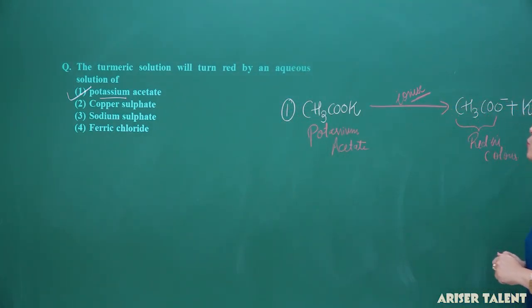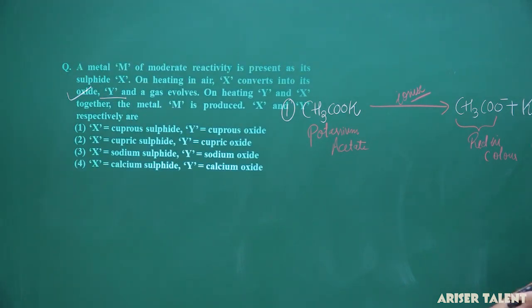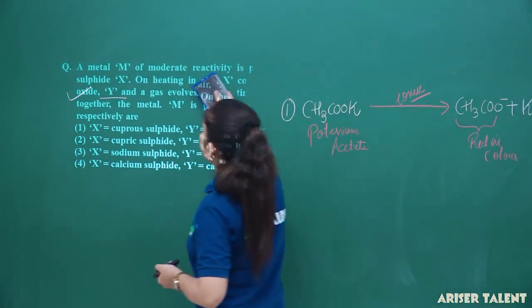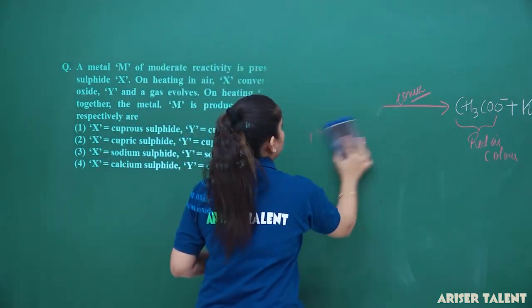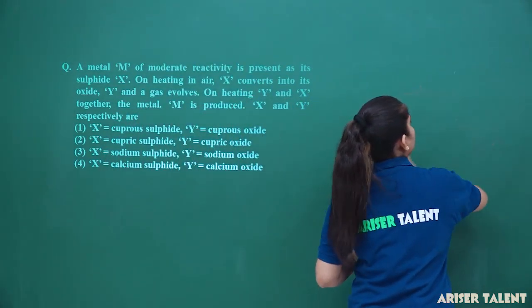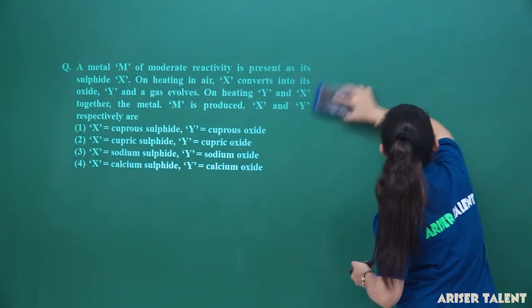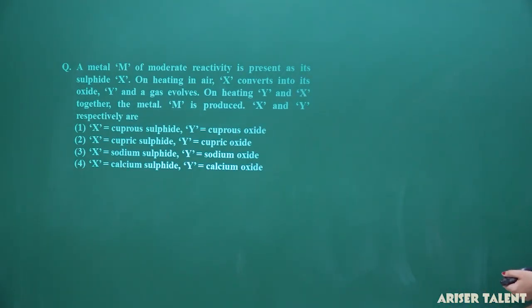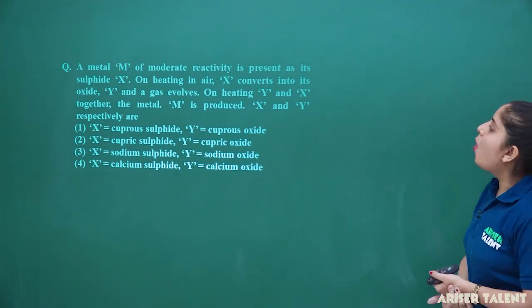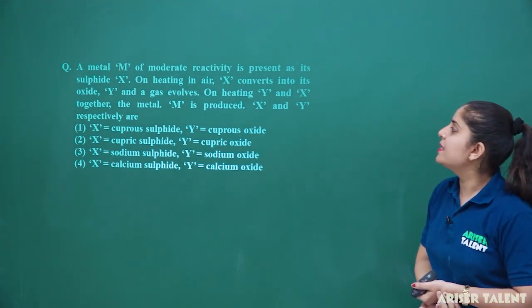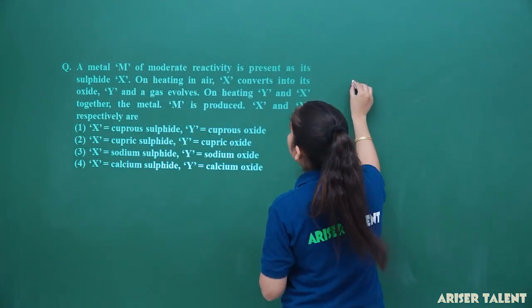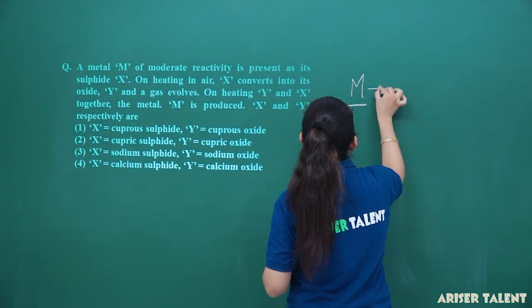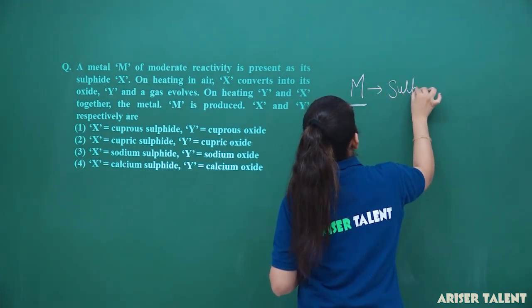Now let's move to the next question. In this category we have a metal M of moderate reactivity present in the form of the sulfide. It means we are given a metal M and it is present in the form of sulfide.